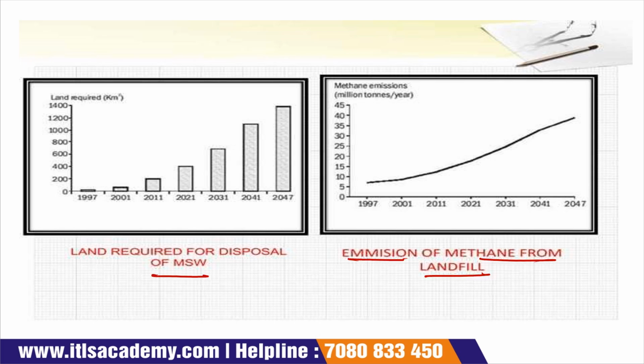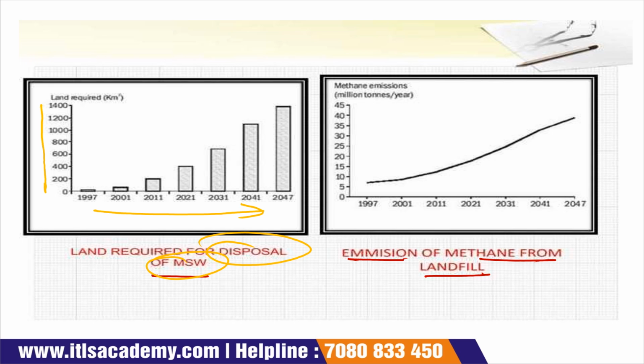Now the next is the land required for disposal of MSW and emission of methane from landfill. There are two graphs, one which indicates the land required for disposal of MSW, and the second graph which represents the emission of methane. Here this is the land requirement per kilometer, and this is the year.